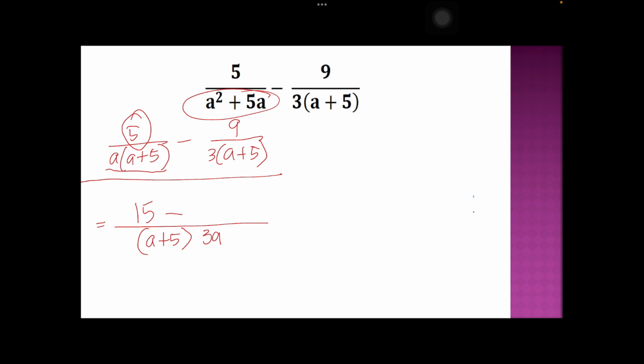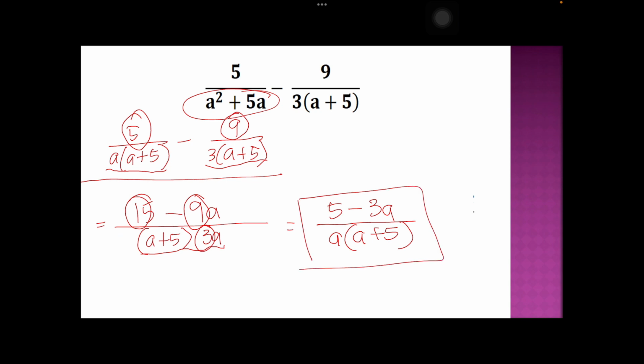And then next, we're going to copy the sign. We're going to observe ano yung pagkakaiba ni 3a times a plus 5 at saka ni 3 times a plus 5. Ang nawawala is si a. We're going to multiply that to 9. So, that's why we're going to have 9a. Okay? Tapos, wala naman na tayong pwedeng gawin dyan except for simplifying dahil lahat tayo ay may 3. So, pwede natin siyang gawing 5 minus 3a over a times a plus 5. So, yan na po yun. Wala na tayong magagawa dyan. Okay?